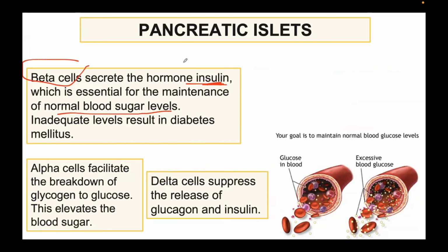Okay? Next, we have the alpha cells. It facilitates the breakdown of glycogen to glucose, pakitandaan, and this elevates the blood sugar. Next, we have the delta cells. It suppresses the release of glucagon and insulin.